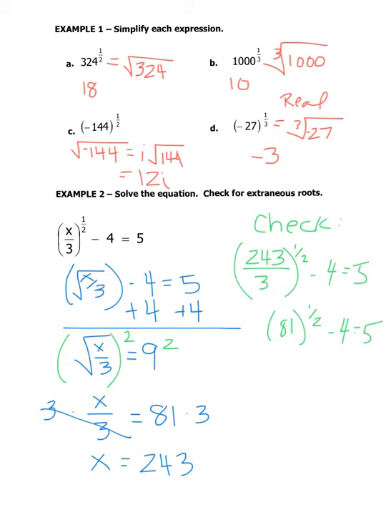We know the square root of 81 gives me 9. Does 9 minus 4 give me 5? Yes, it does. So that does check out. All right, let's go over to example 3.